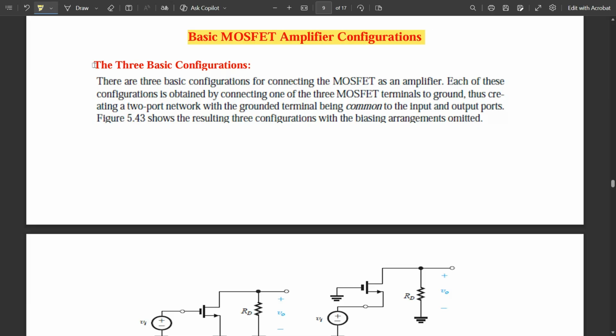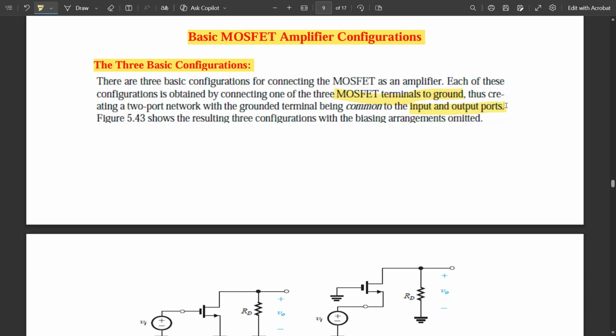As I've told you, there are three basic configurations which you need to know. These are the three basic configurations for connecting the MOSFET as an amplifier, and each of these configurations is obtained by connecting one of the three MOSFET terminals to ground. That is the main motive here. Whichever amplifier I've named, common gate, drain, or source, that corresponding terminal goes to ground, thus creating a two-port network with the grounded terminal being common to both the input and output ports.